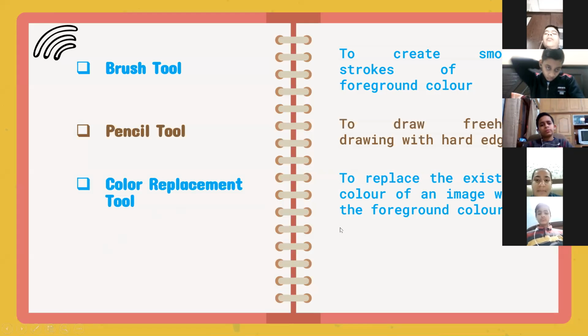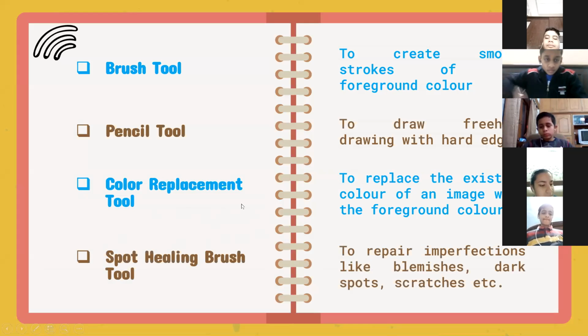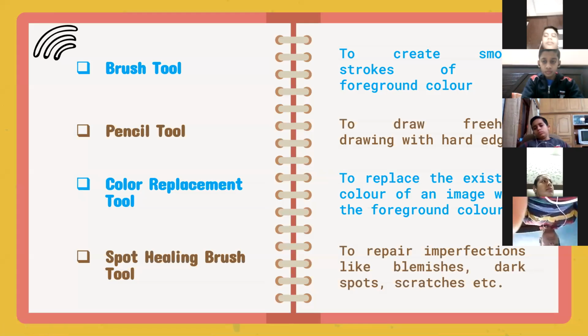Whatever color you want to change in an image, you can change the color of any part of your image by using the color replacement tool. Then spot healing brush tool and healing brush tool. Spot healing brush tool is used to repair the imperfections of the image.